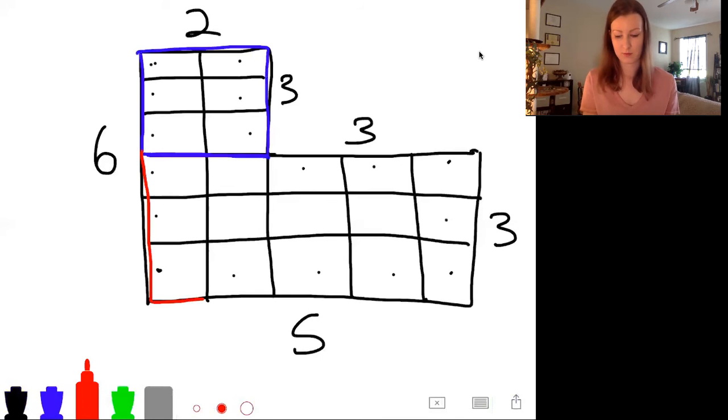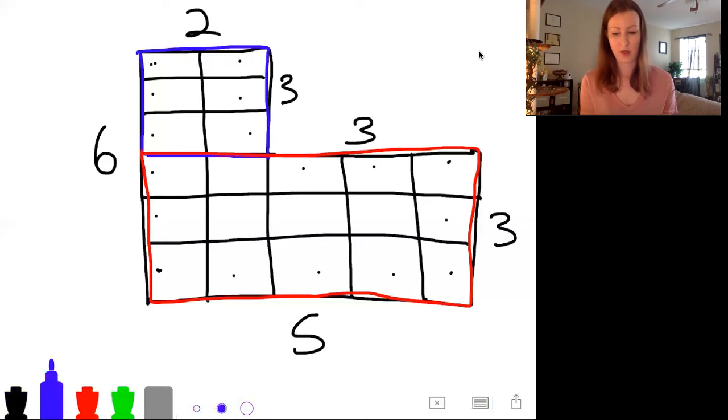Now we have 2 separate shapes. Let's start with our blue shape. We have a number on this side, a 2 right here, and a 3 right there. We're not going to mess with the 6 right now because the 6 is both of them added together. We only want to count the sides of this shape. So there's 3 on this side and 2 on the top.